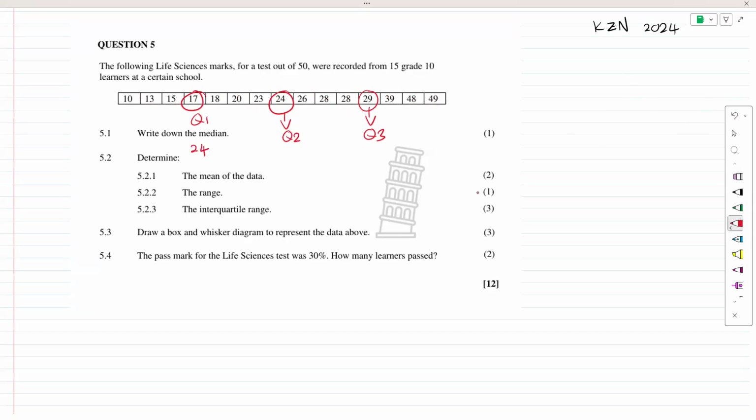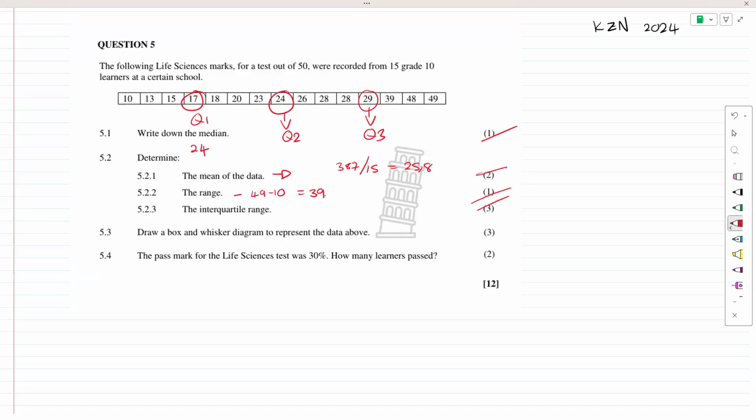Now, the range of the data, I'll come back to the mean, is 49 minus 10, which equals 39. The mean of the data is where we add everything up together. And when we do that, I think we get 387 actually over 15, which equals 25.8. And my students got this very quickly.